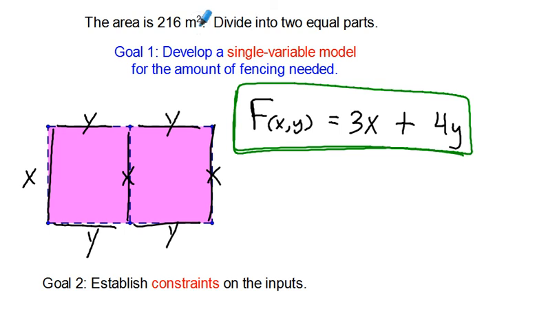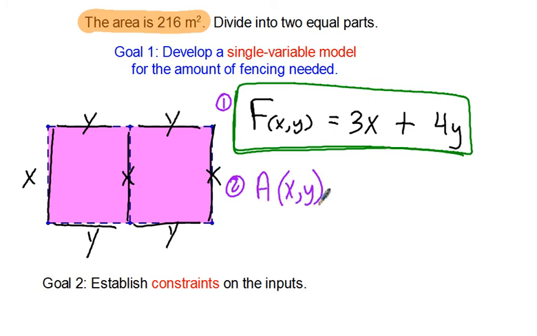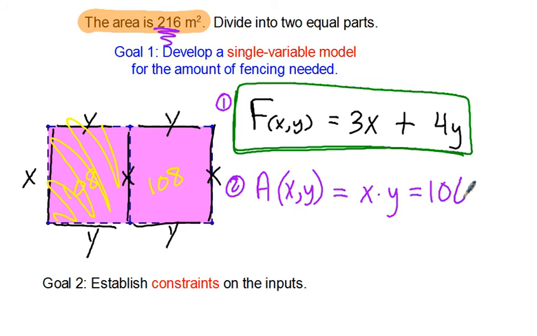Well, what else do we know? We know that the area is 216. So can I write an equation for that? Let's call this part 1, part 2. The area, also a function of the length and width. Okay. And we decided that 2 of these would require 108 each. So we know that the product of x and y must be 108. So we can write the product of x and y is 108. Okay. And now we've got a representation of the area as well as the amount of fencing.